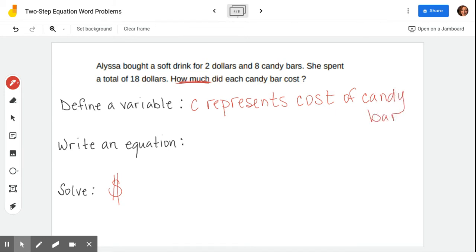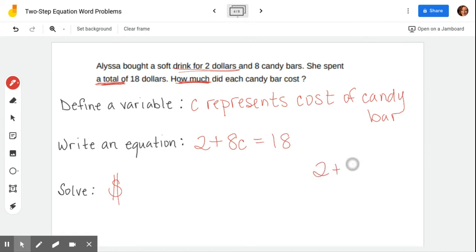Okay, so diving now into that information more deeply. It says Alyssa bought a soft drink for $2. Well, that's straightforward, so I'm going to write down $2. That represents her drink. And in addition to that, plus, she bought 8 candy bars. I don't know how much each candy bar is, but I know that she paid that amount 8 times. I'm using C for the cost of the candy bar, so that's 8 times whatever C is. Altogether, she spent a total of $18. There's my equation.